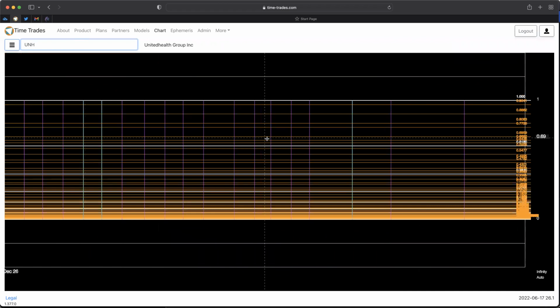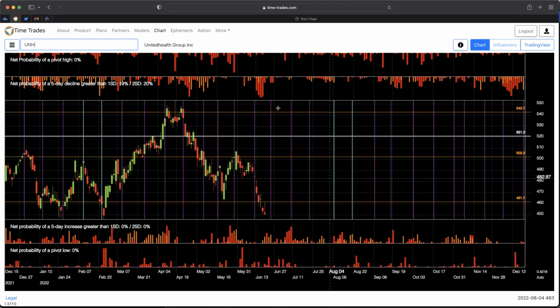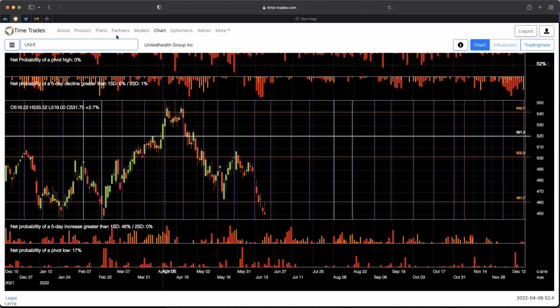UNH. United Health Group is the biggest healthcare provider in the United States, and that's a huge part of the S&P. So looks like we've got a little chop here coming up. We've got some up days followed by some down days, and then we've got a pivot low on July 1st. But this might be a reasonable tradable period here, starting with this low July 1st and then coming into some increasing up days in early July.